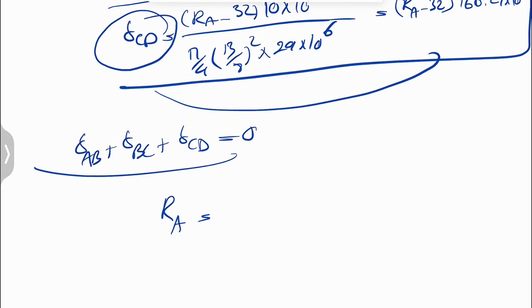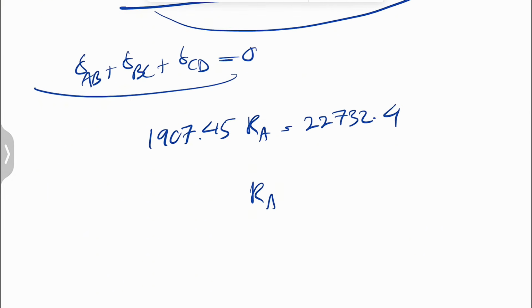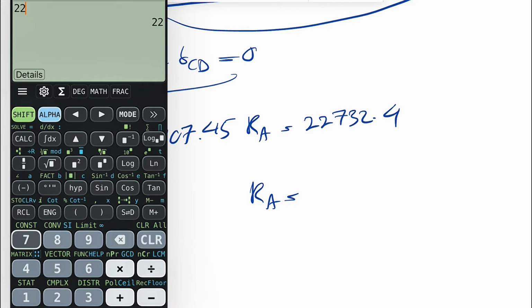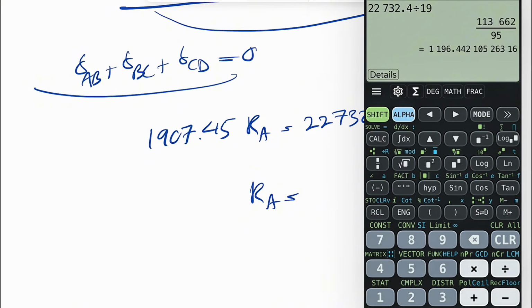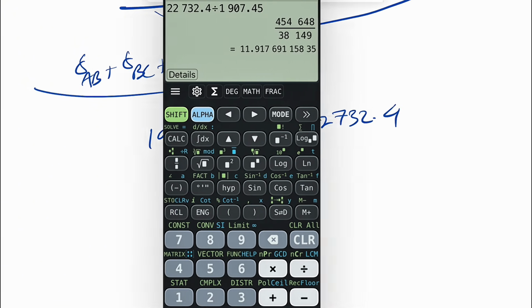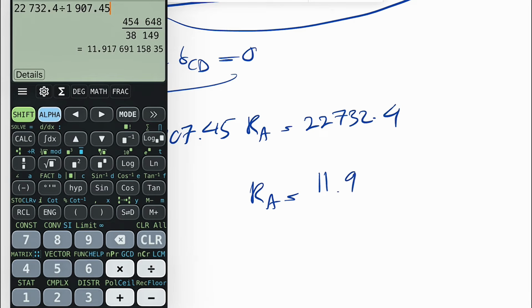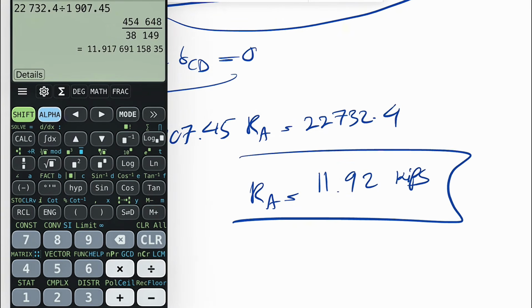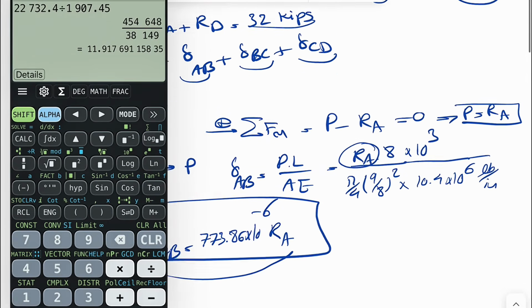And if we calculate that, our RA would be 1907.45. Oh, sorry. So what we're going to get is, let me just show the coefficient just to double check your answers. 1907.45 RA is equal to 22,732.4. So from here we can find RA, which will be 22732.4 divided by 1907.45. So the RA would be 11.92 kips.